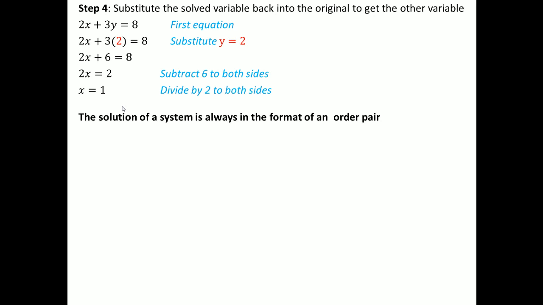The solution of a system is always in the format of an ordered pair. So the correct answer is 1, 2, because the ordered pair is x, y. There you go. Number 3 would be as hard as it's going to get. Sometimes you might see a fraction, but we're trying to keep the numbers pretty here. Alright, there you go. Those are all your homework problem solutions.